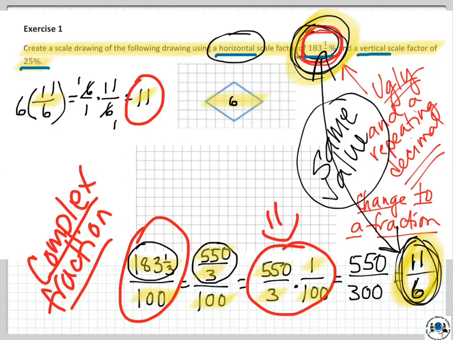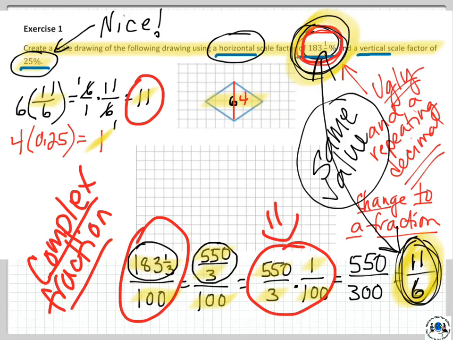All right, so that's my horizontal scale factor. Now I'm going to look at my vertical scale factor, which is 25%, which is a lot nicer, one that we know and love so well. My original vertical height of this diamond is 4 units. How easy is this? I use my original 4 times my vertical scale factor of 0.25, and I get 1. Very, very handy.